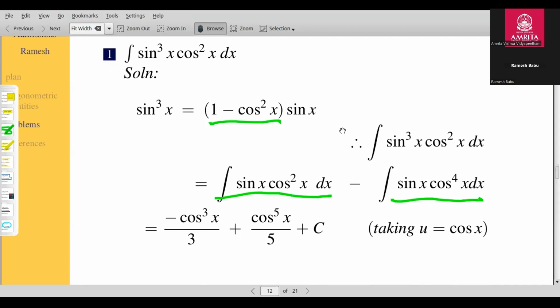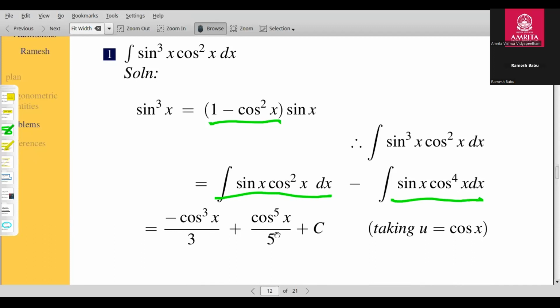Similarly, here also minus u power 4 into du. Minus into minus becomes plus. What is the integration of u power 4? U power 5 by 5. That u power 5 by 5 gives you cos power 5 x by 5.